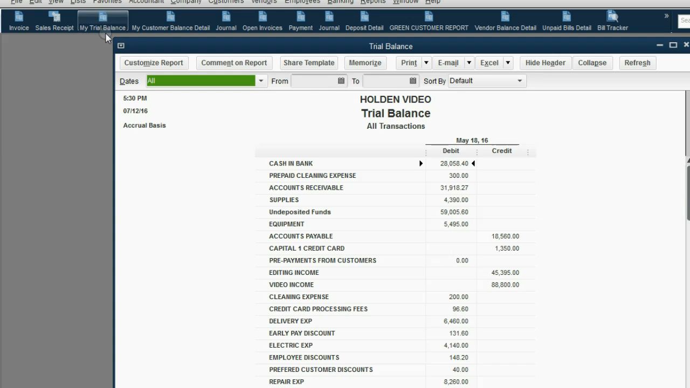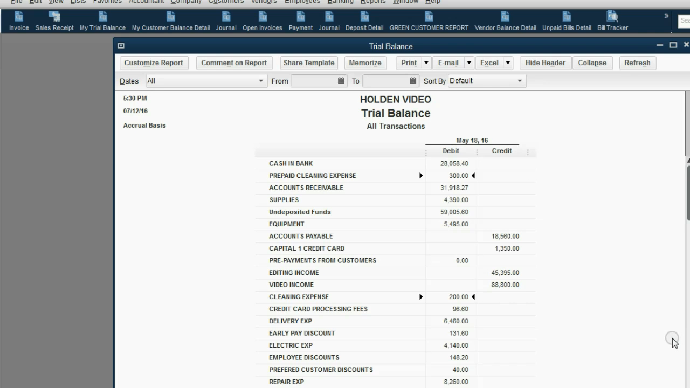Now, when we click Save and Close, we can look at the trial balance and see prepaid cleaning expense has properly decreased to its balance of $300 because that's the remaining amount of service that we will receive in the future. You will also notice that cleaning expense now shows up for the first time as $200 because that's the amount that we actually used.